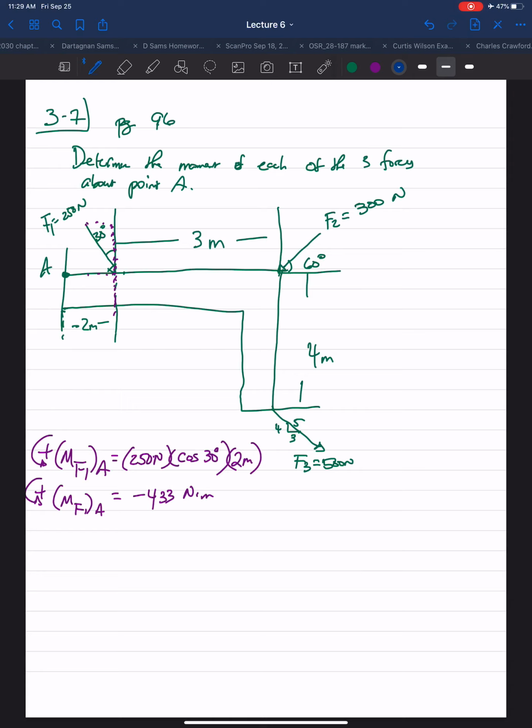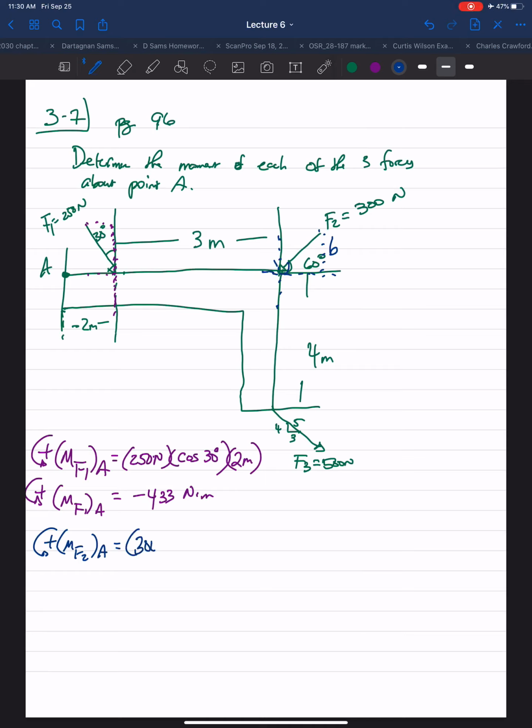Now, F2, once again, there's a vertical and horizontal component of F2. The horizontal component, the line of action of that goes through point A, so once again it causes no rotation. The vertical component, there is a perpendicular distance between the vertical component of F2 and point A. So the vertical, this is our angle theta, that's the B leg, so we're talking sine.